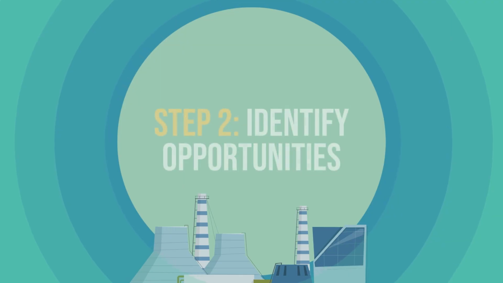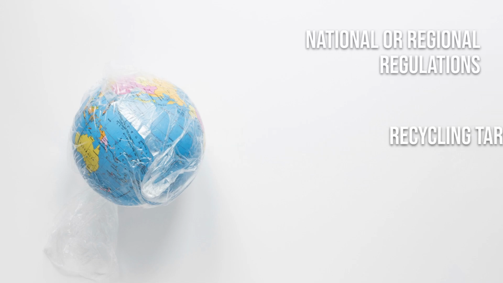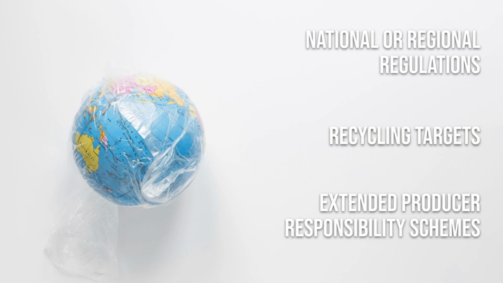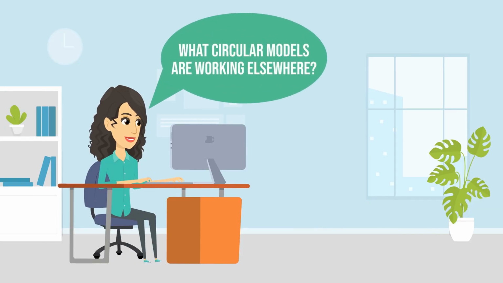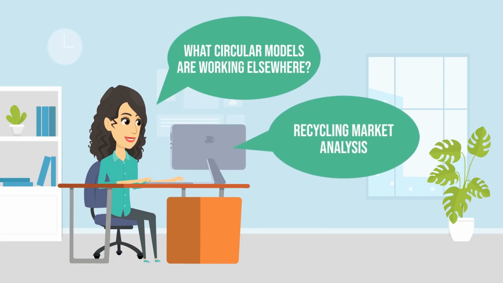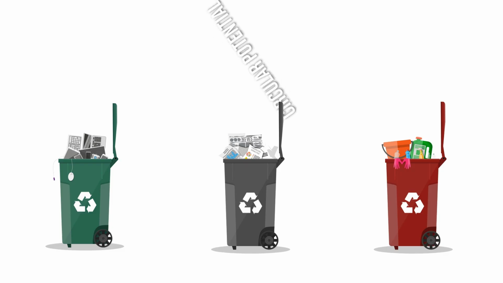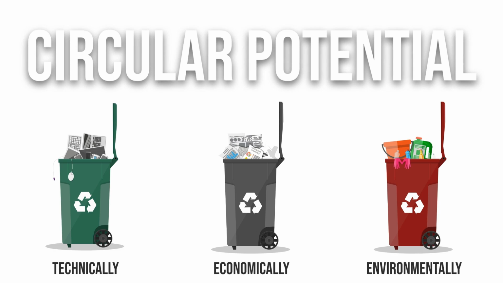Step 2. Identify opportunities. Once you understand your waste profile, analyze the broader context. Study national or regional regulations, recycling targets, and extended producer responsibility schemes. Every country has its own framework. Then, benchmark best practices from other industries. What circular models are working elsewhere? Conduct a recycling market analysis to identify existing players, processing technologies, and potential partners. Finally, evaluate which materials and waste types offer the best circular potential, technically, economically, or environmentally.